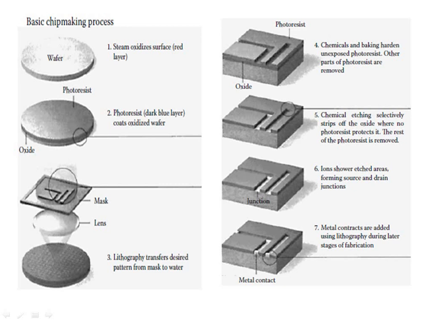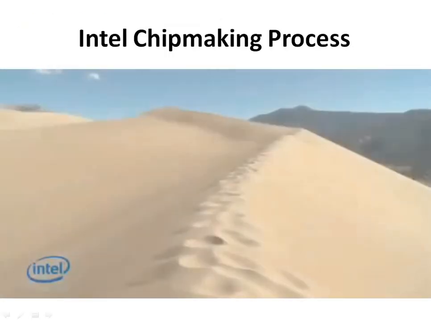5. Chemical etching selectively strips off the oxide where no photoresist protects it. The rest of the photoresist is removed. 6. Ions shower etched areas, forming source and drain junctions. 7. Metal contacts are added using lithography during later stages of fabrication. Intel chip making process.